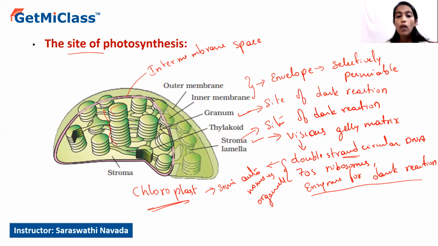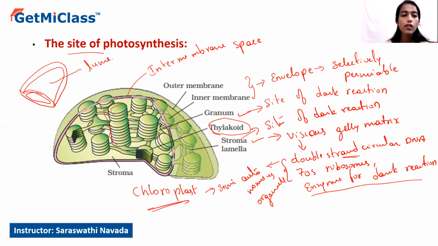So thylakoids are the structural units of the granum. And within this thylakoid, again, this thylakoid is a double membrane structure, with the luminal space within it. So it is composed of two membranes, outer and inner membrane. And inside there will be a space that is called the lumen. So that is the structure of the thylakoid.